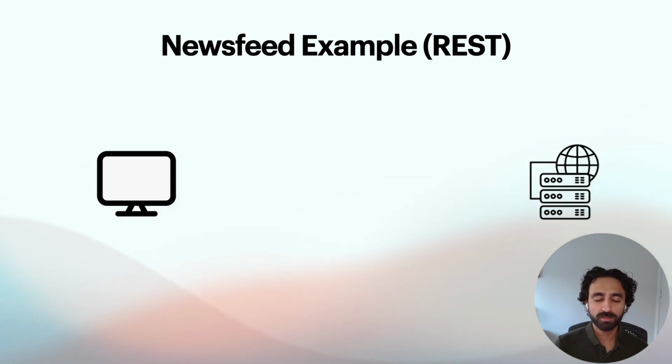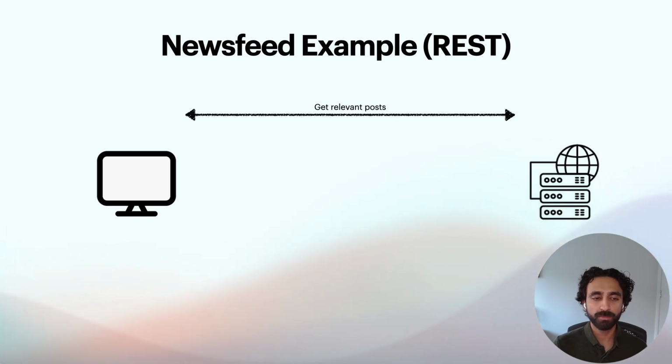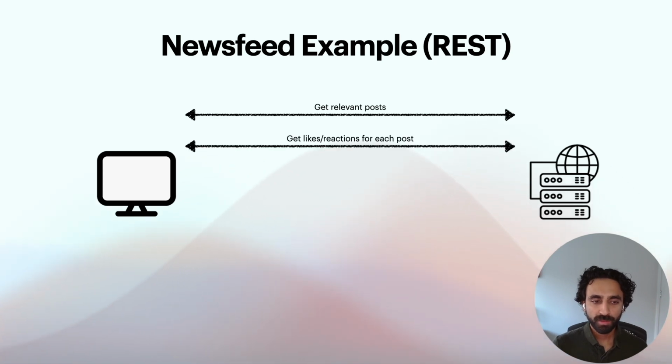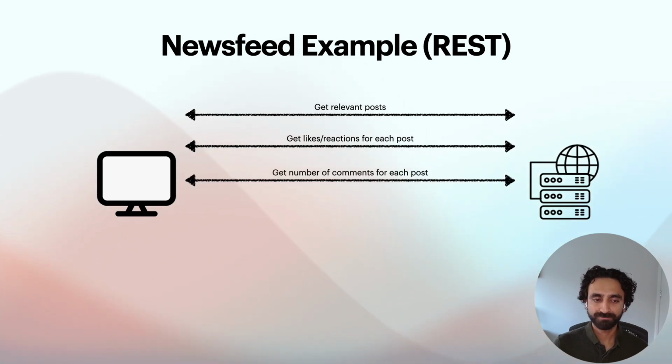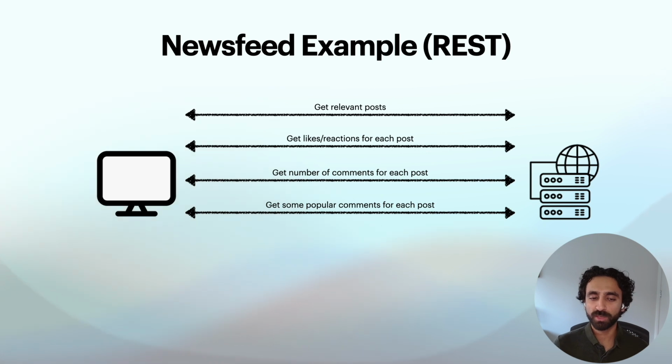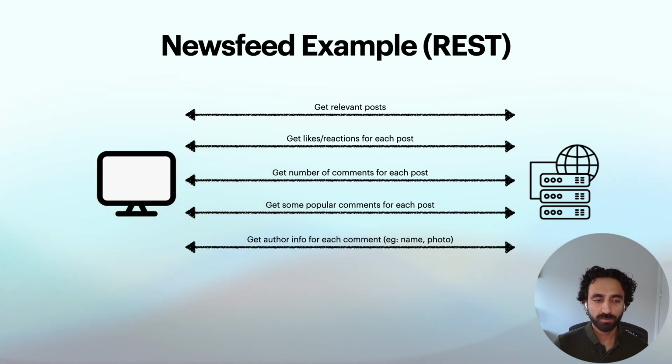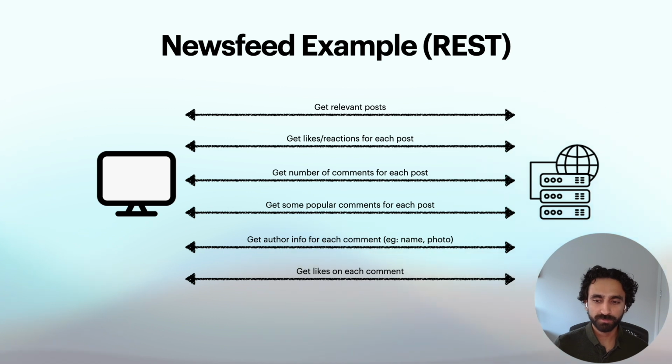In RESTful world, the front end, the client will make a backend call, API call to get all the relevant posts. And then another call to get likes reaction for each post. Then another one to get the number of comments for each post. Another one to get all the popular comments, author info, likes, and so on. So we'll be making a lot of calls one after the other. Some of these calls can be made in parallel, not all of them though. And then these round trips do increase or add up to the latencies, right?